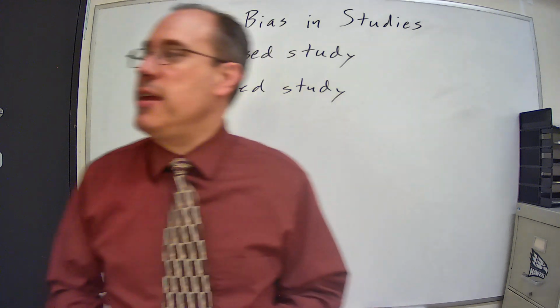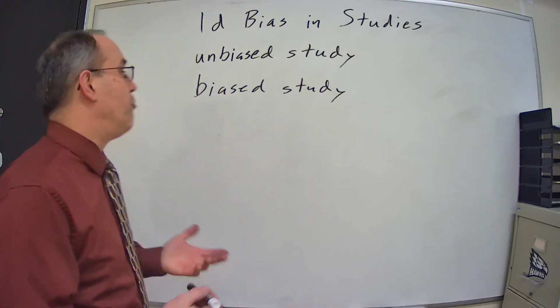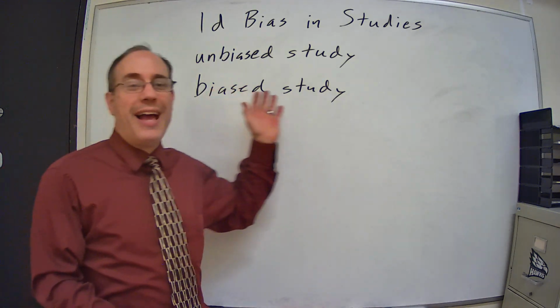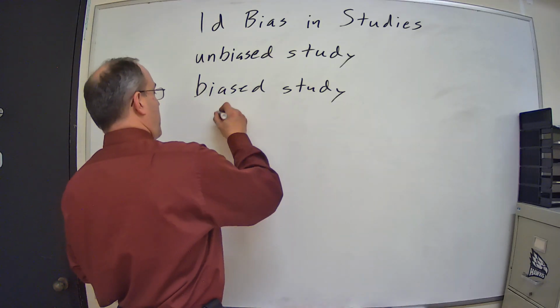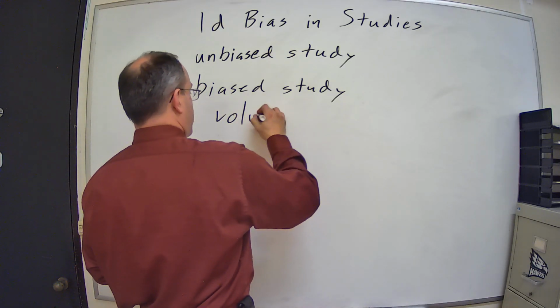So what we want to look at here are what are some sources of bias. Where does this bias in our studies come from? So the first one we're going to talk about is voluntary response bias.